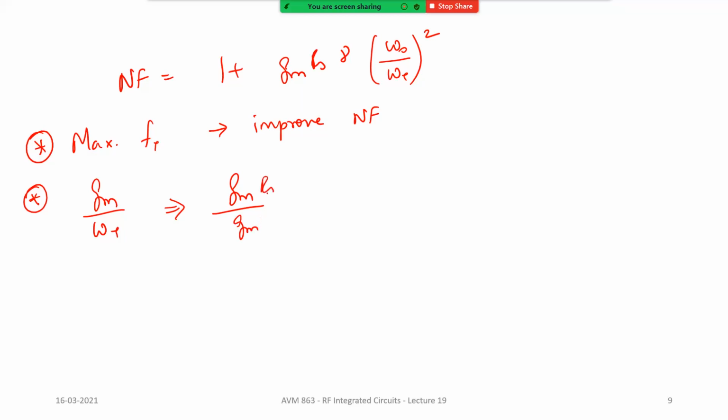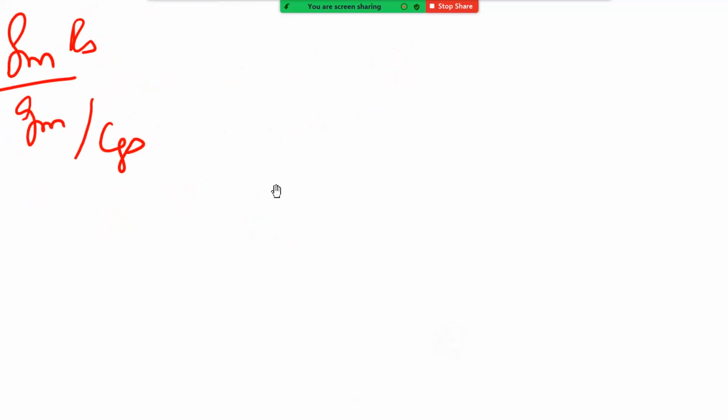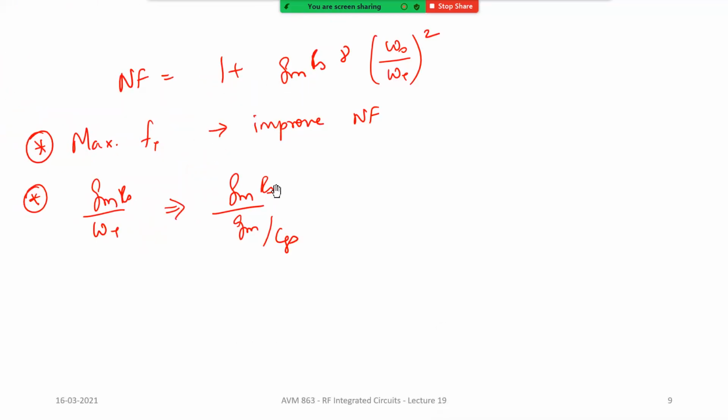Okay, this is GM RS by omega t, right? This is GM by CGS, and RS is given by GM LS by CGS, right? So anyway, you kind of come back to the same thing. So what you want to do is, if you keep this LS the same, then you have to maintain this ratio, right?